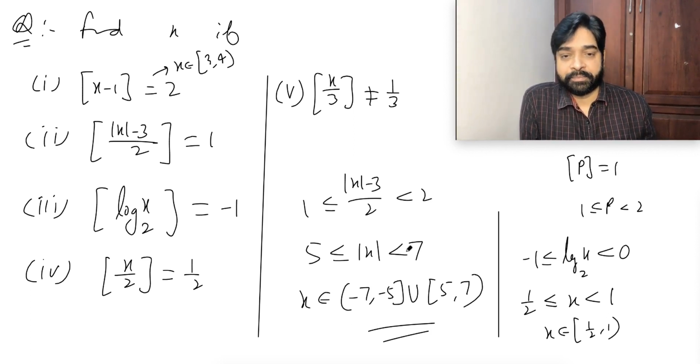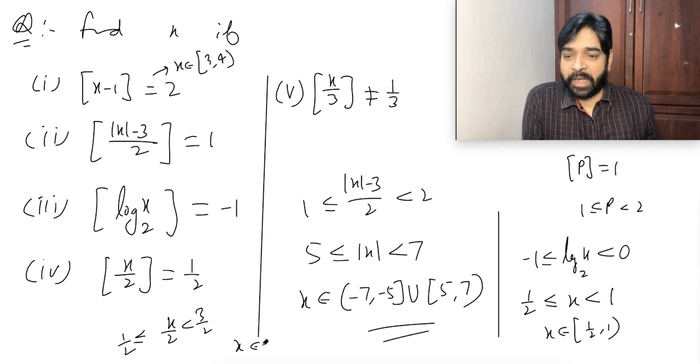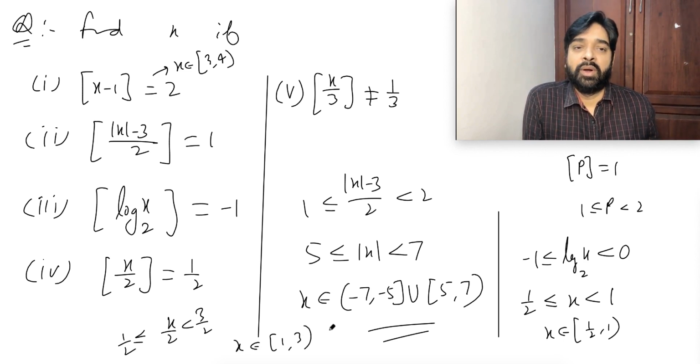Fourth one. x by 2 will lie between 1 by 2 and 1 by 2 plus 1, that is 3 by 2. Am I right? So 2 multiply x will be element of 1, 2, 3. How many of you got it?